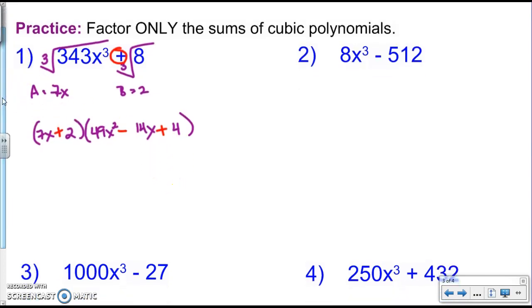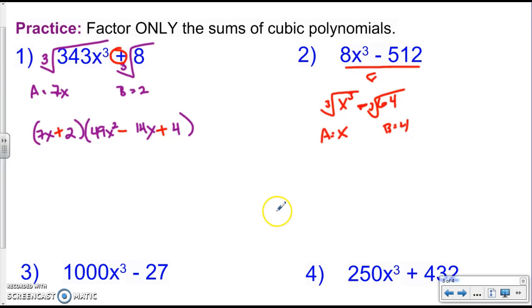Sometimes it helps if you do GCF first. So notice for number 2, I can actually divide both of those by 8, and it's going to make my life a lot easier. So if I take 8 out of here and divide by 8, I'm left with x to the third power minus 64. So the cube root of x to the third is just x, and the cube root of 64 is 4. So when I plug those in my first group, I bring down my a and my b. In my second group, I square my a and my b, and then I multiply them together for the middle.